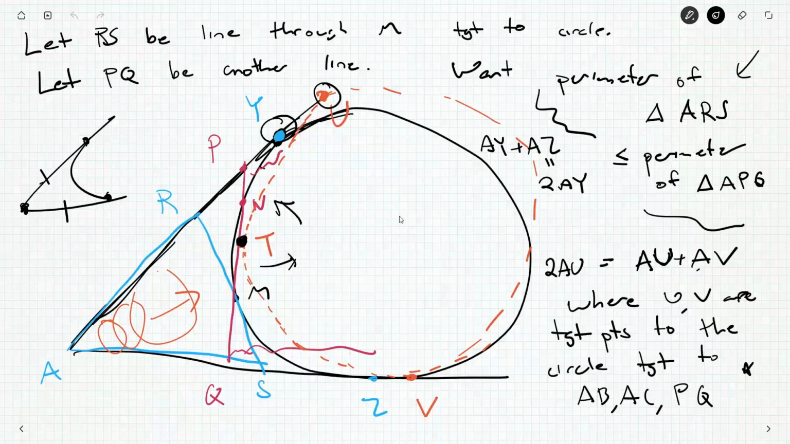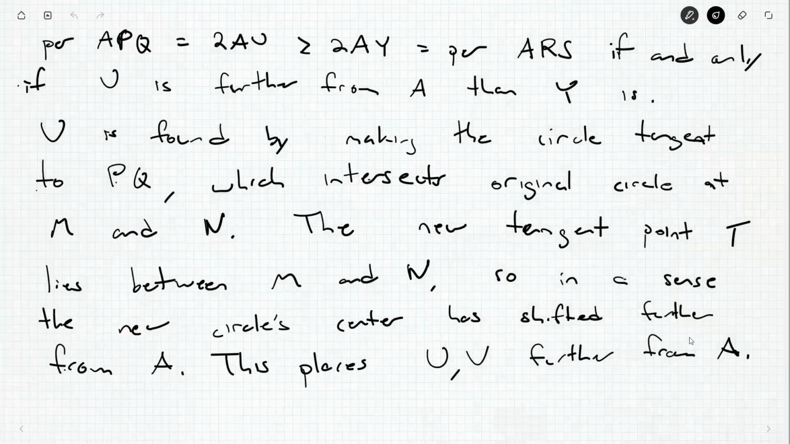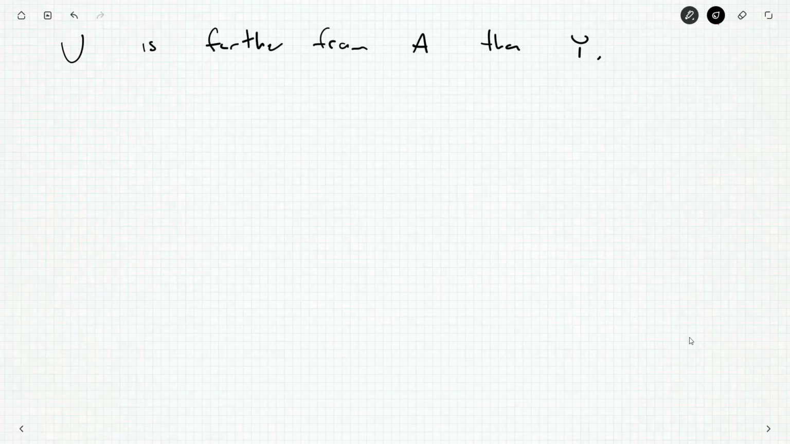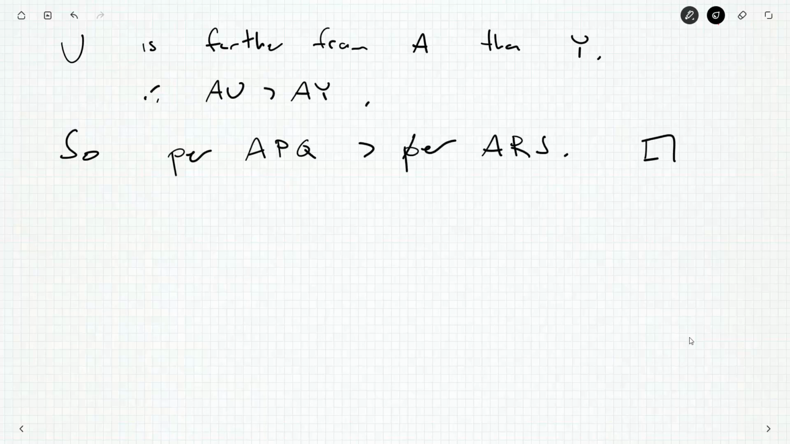If we'd done this the trigonometry way, which I admit would have been a headache, it probably would have been more exact. But, you know, it's a geometric argument. We got pictures, we got words. I'd say that's fine. So then U is further from A than Y. So therefore AU is greater than AY. So the perimeter of APQ is greater than the perimeter of ARS. Fine, I think that's finally done.